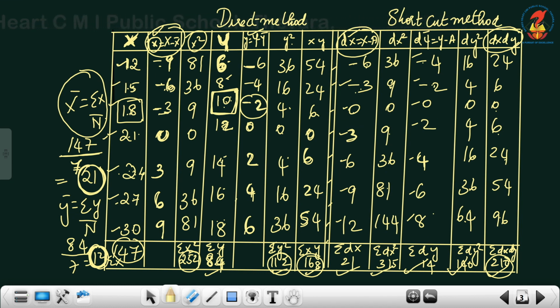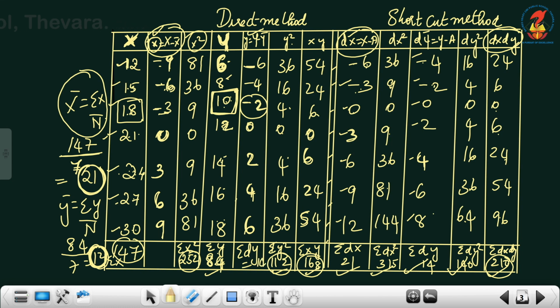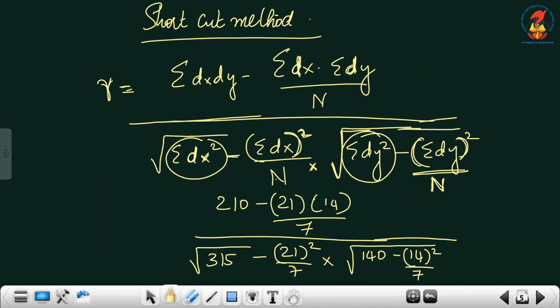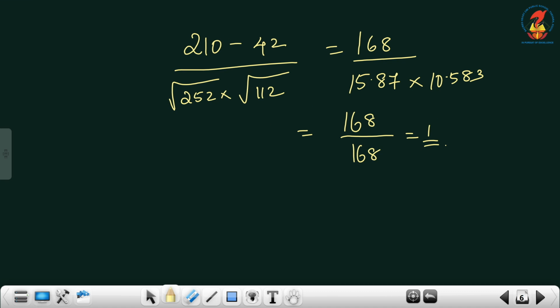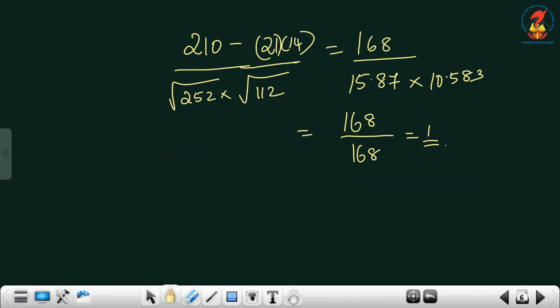Okay, so we will write down the values of sigma dy. Sigma dy is 14. So 210 minus 21 into 14 divided by 7. I have simplified it and written it here.